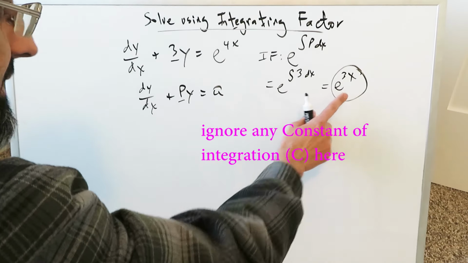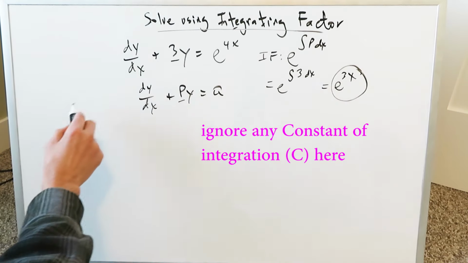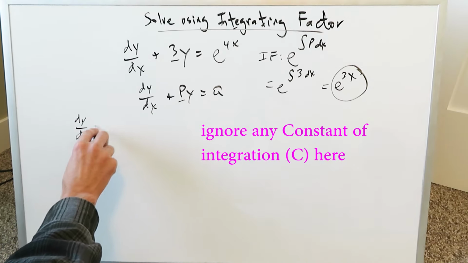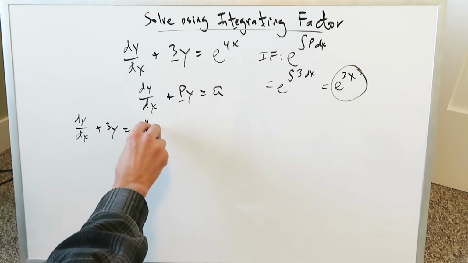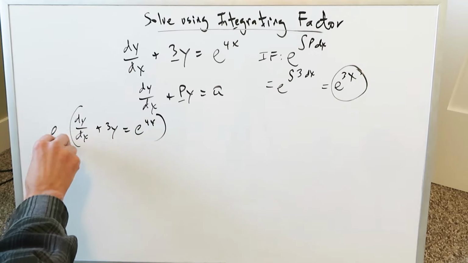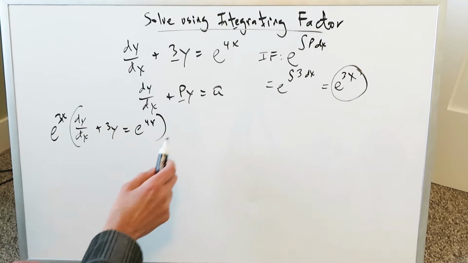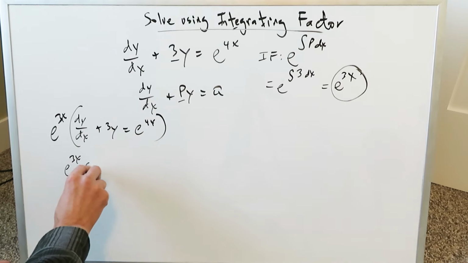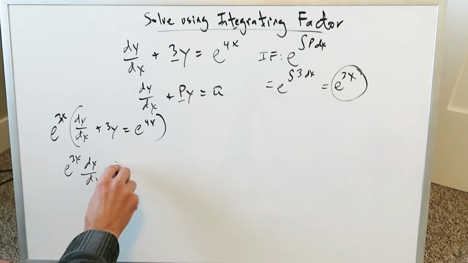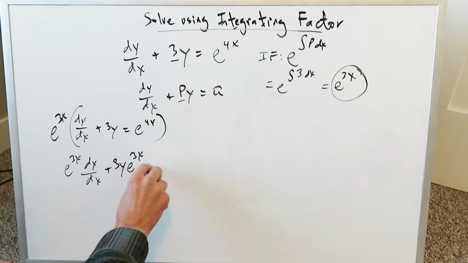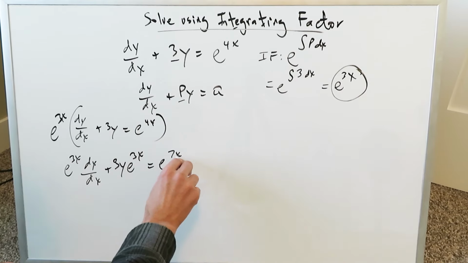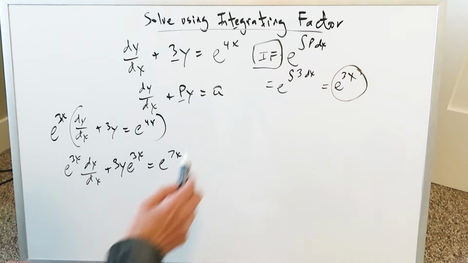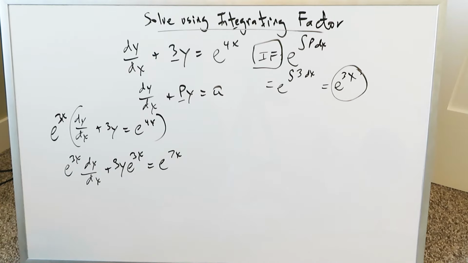This right here is your integration factor, which will multiply with everything you see over here. You'll do dy over dx plus 3y is equal to e to the 4x. You multiply it by your integration factor, e to the 3x. When you multiply it across, it's not hard. Just distribute it across. You have e to the 3x dy over dx plus 3y e to the 3x is equal to e to the 7x. The determination of this integration factor is your first hard part of this technique.